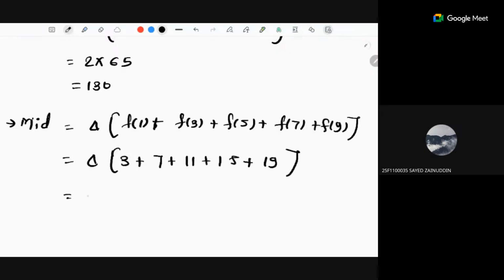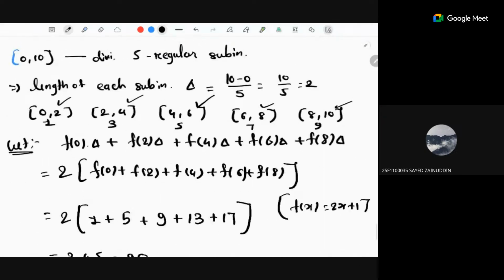Okay. So this is 2 multiplied by, this will become 10, right? These two become 10. These two again will become 30. So 30 and 10 will be 40. 40 and 10 will be 55. 55 multiplied by 2 will be 110, right? So this is your mid Riemann sum. That's how you can calculate the mid Riemann sum, right Riemann sum, left Riemann sum.